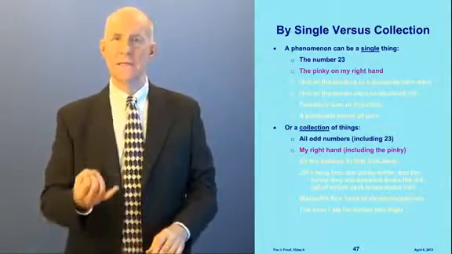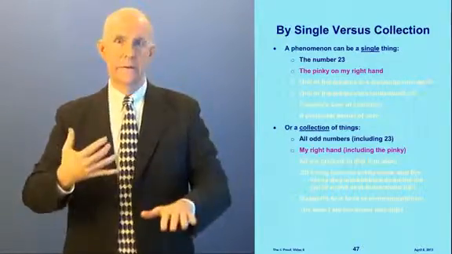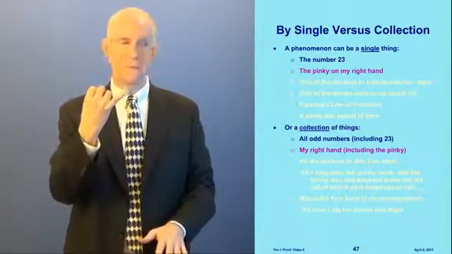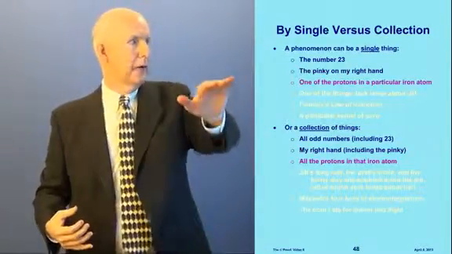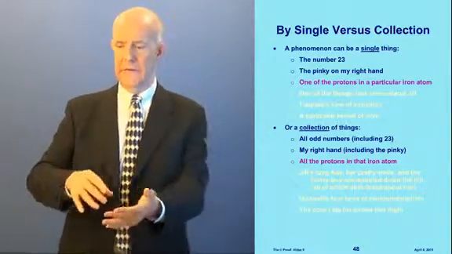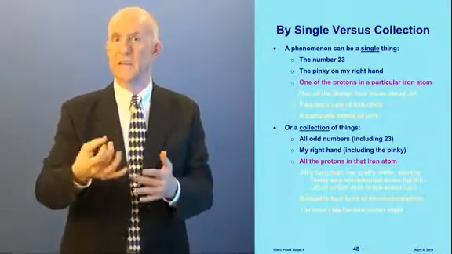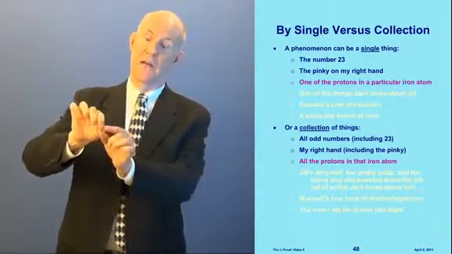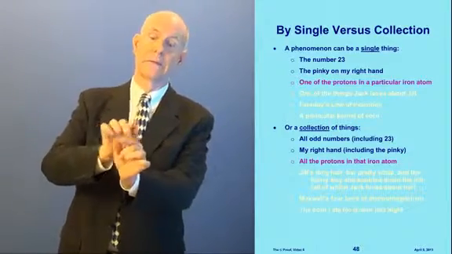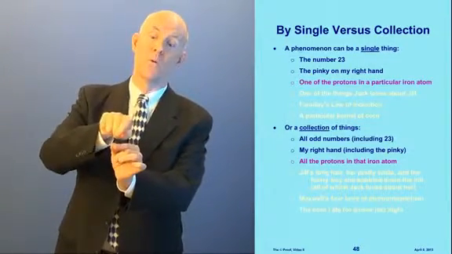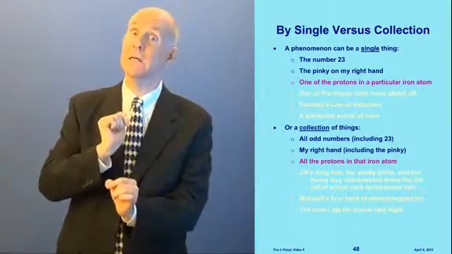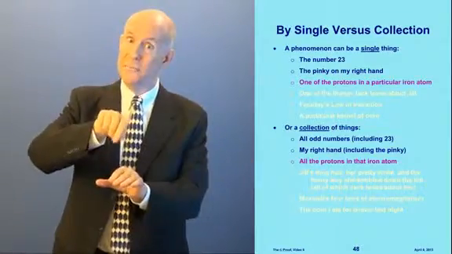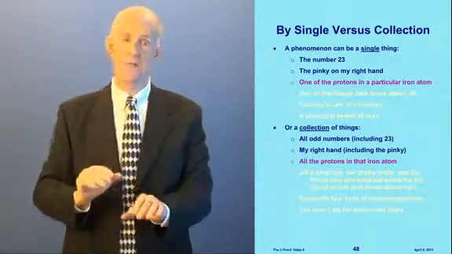Okay, how about this? The pinky on my right hand, right here, and my right hand, including the pinky. So my right hand is a collection of things that includes my pinky. Okay, one of the protons in a particular iron atom. Iron is an element, and every iron atom has 26 protons. So here's one atom of iron, and it has 26 protons in there. And now let's look in there at that proton. That one right there, that's a phenomenon. It's a single thing. But look at this: all 26 protons in that iron atom, that's a collection of things.